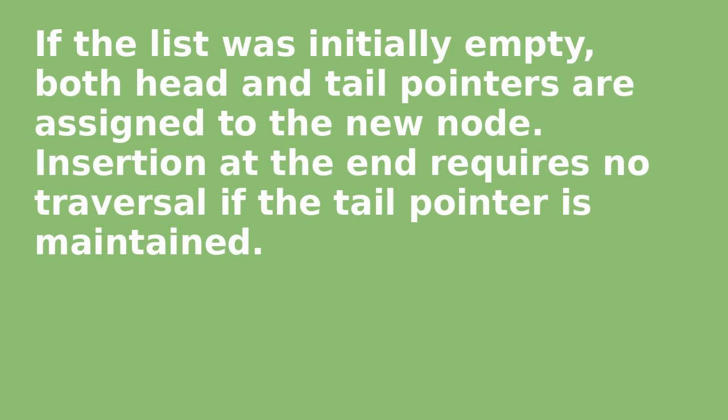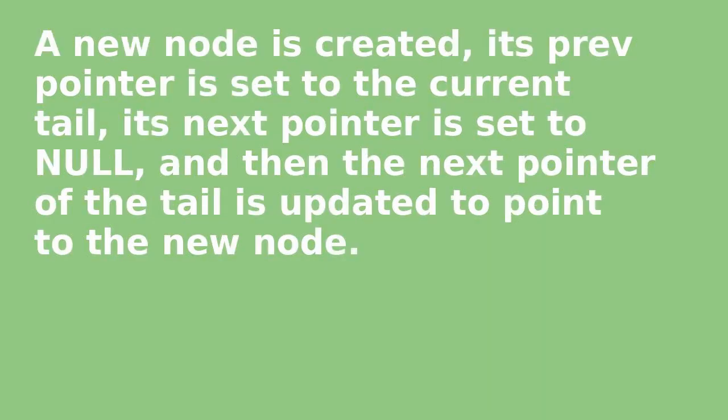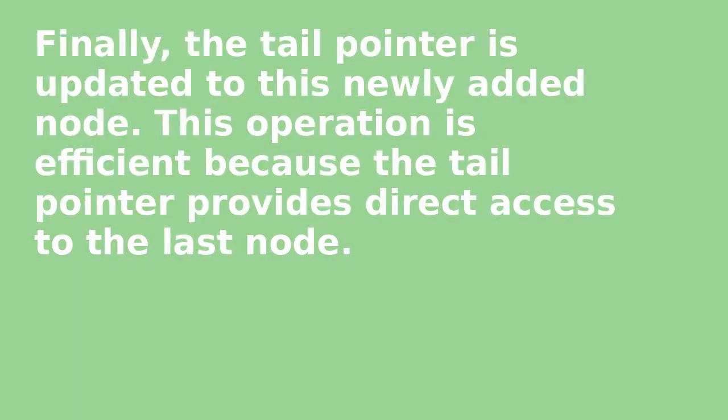Insertion at the end requires no traversal if the tail pointer is maintained. A new node is created. Its prev pointer is set to the current tail. Its next pointer is set to null, and then the next pointer of the tail is updated to point to the new node. Finally, the tail pointer is updated to this newly added node. This operation is efficient because the tail pointer provides direct access to the last node.